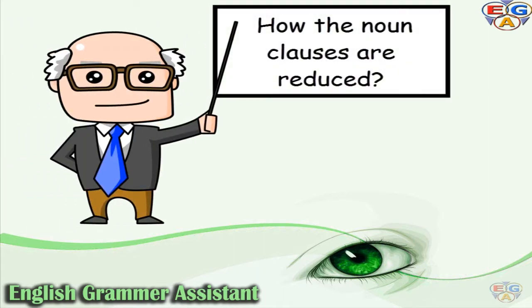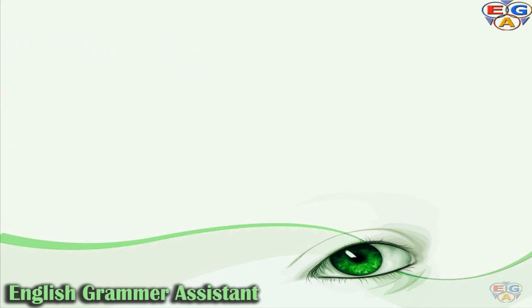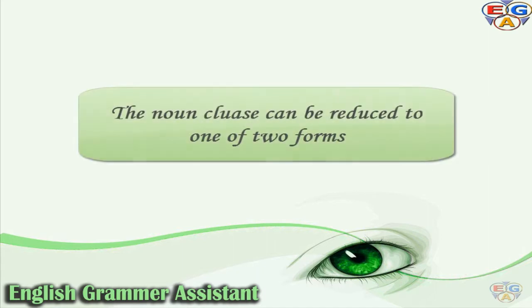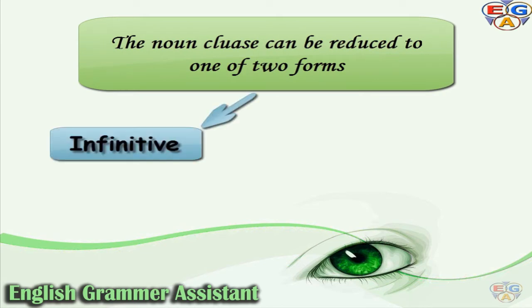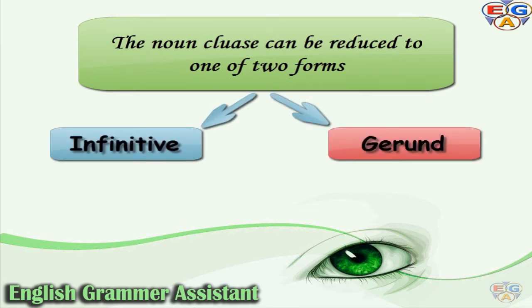Now, how the noun clauses are reduced. The noun clause can be reduced to one of two forms: either infinitive or gerund.